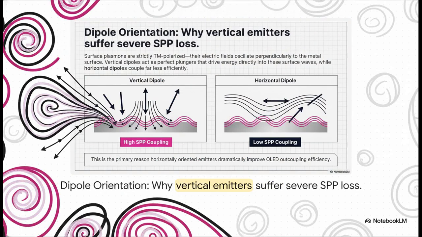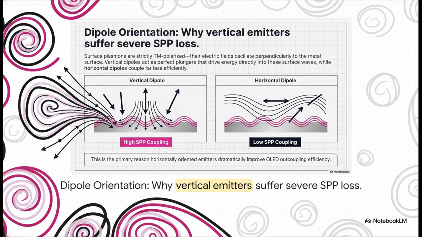But distance is really only half the battle. The orientation of the emitting molecule is another massive risk factor. Surface plasmons are strictly TM polarized, meaning their electric fields oscillate perpendicularly to the metal surface. A vertical dipole has electric field lines that act basically like perfect plungers, driving energy directly and super efficiently right into those TM polarized surface waves.